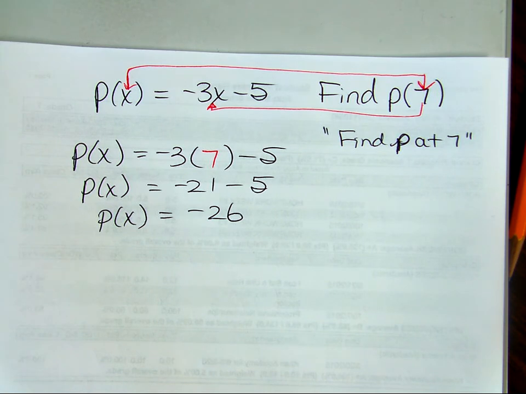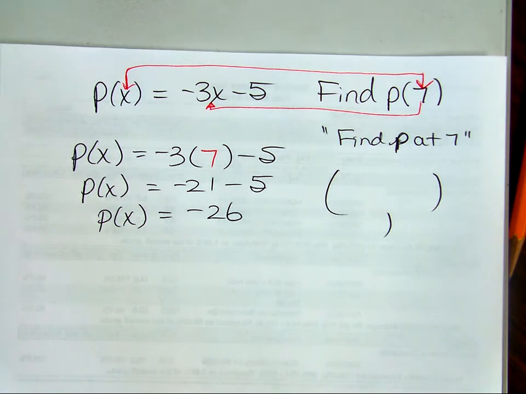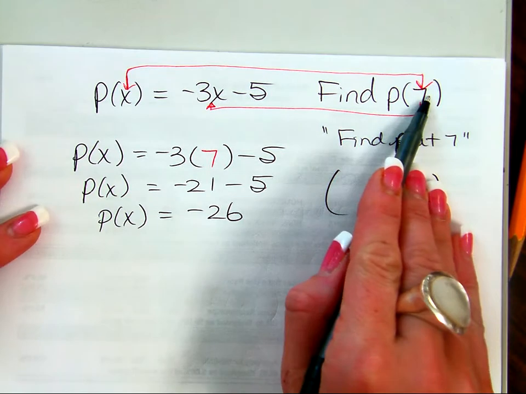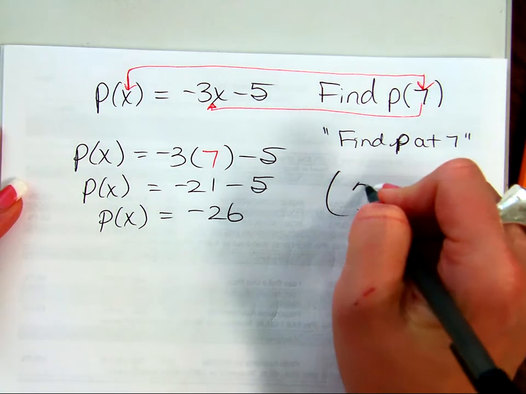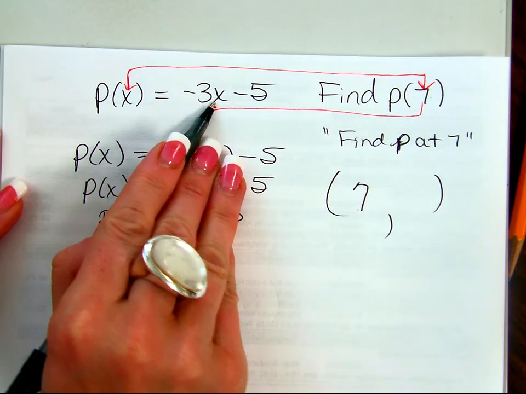Shoot, I forgot to set my ordered pair up. And this may happen to you. So now you got to figure out, where does the 7 go? Where does the negative 26 go? So do you see why it's kind of beneficial to know as soon as... So which one goes where? Which one was I given? So what goes in this first spot? 7, because that was my X.